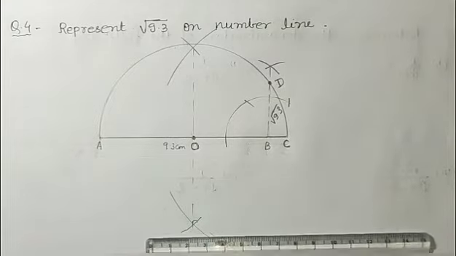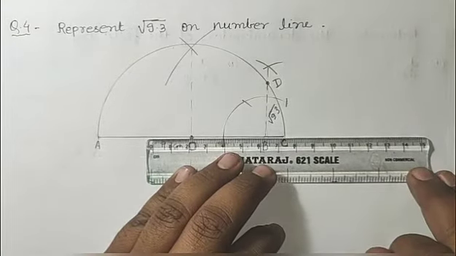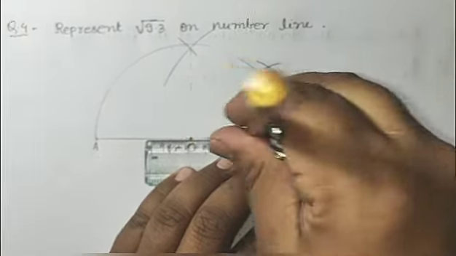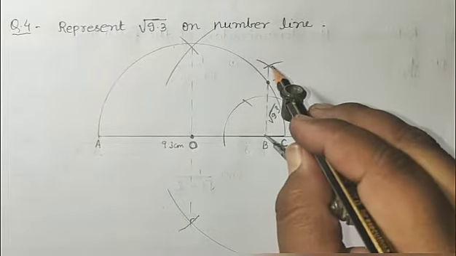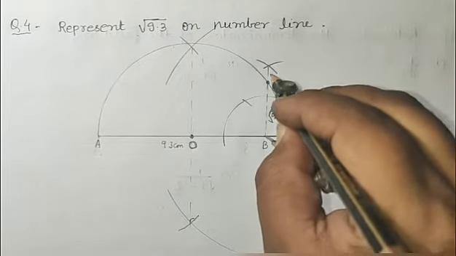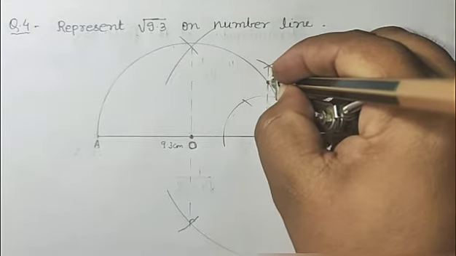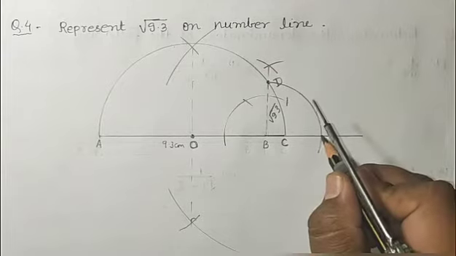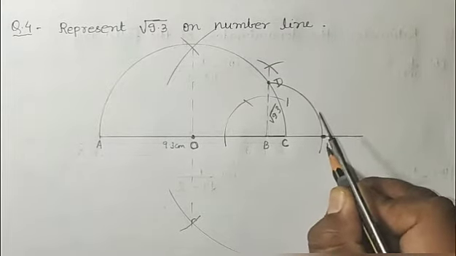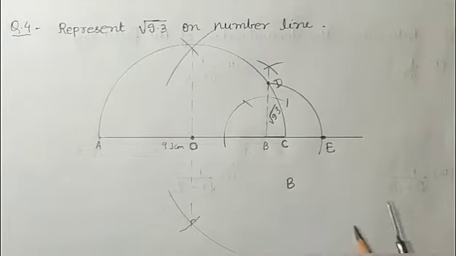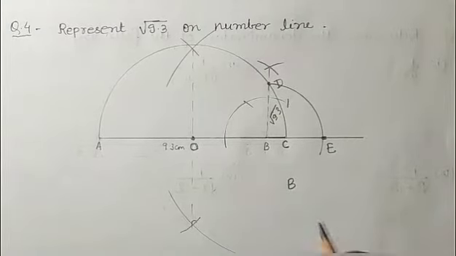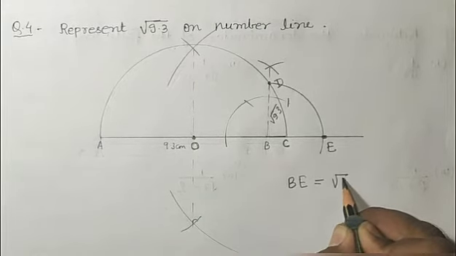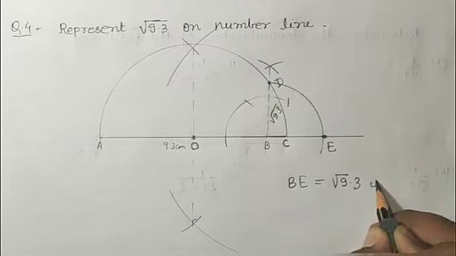Now you have to show it on the number line, so you can just extend this line. After that, take B as center and BD as radius. Just draw an arc where it cuts the number line. Suppose this point is E, so the distance BE will be your under root 9.3 units.